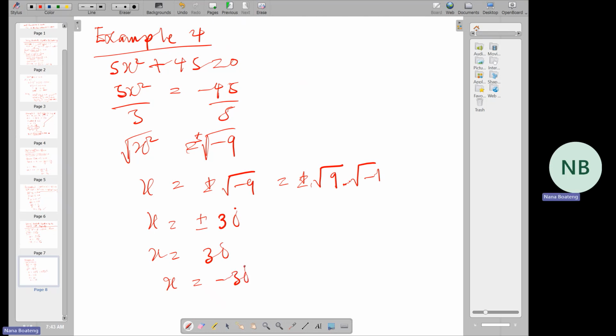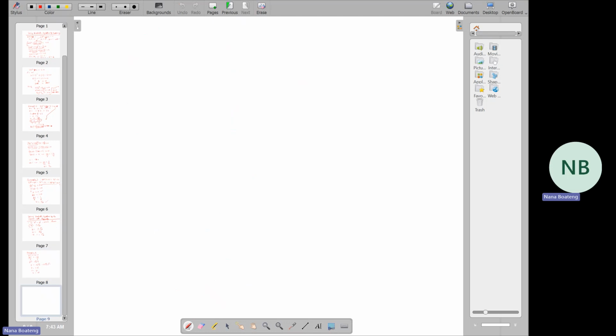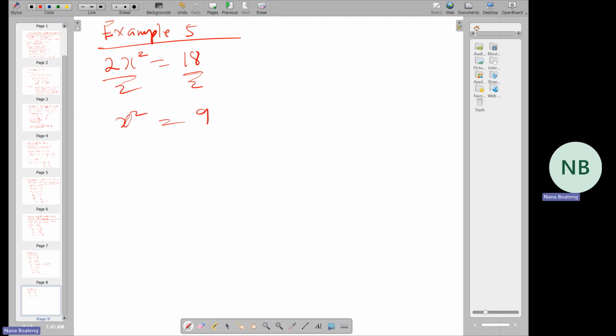Let's look at another example again using the square root property. So this would be example 5. So 2x squared is equal to 18. Let's divide both sides by 2. So we have x squared is equal to 9. And let's take the square root of both sides.